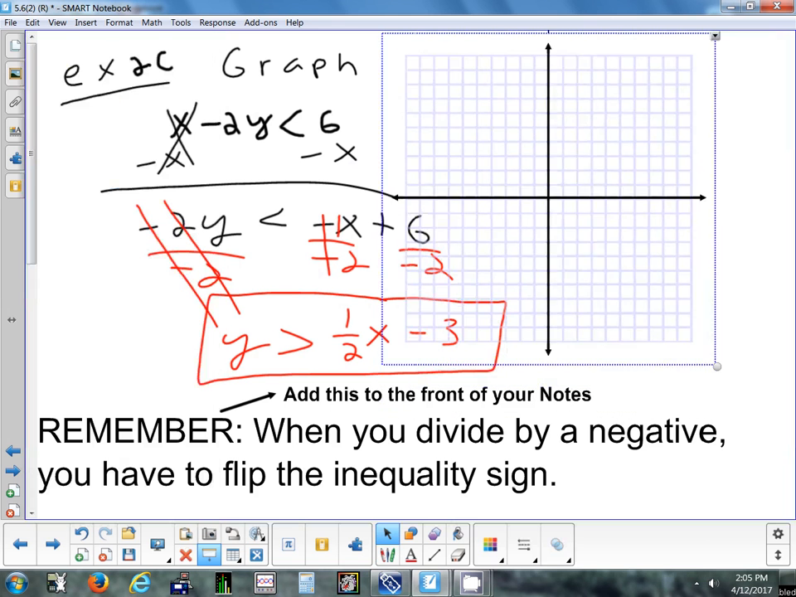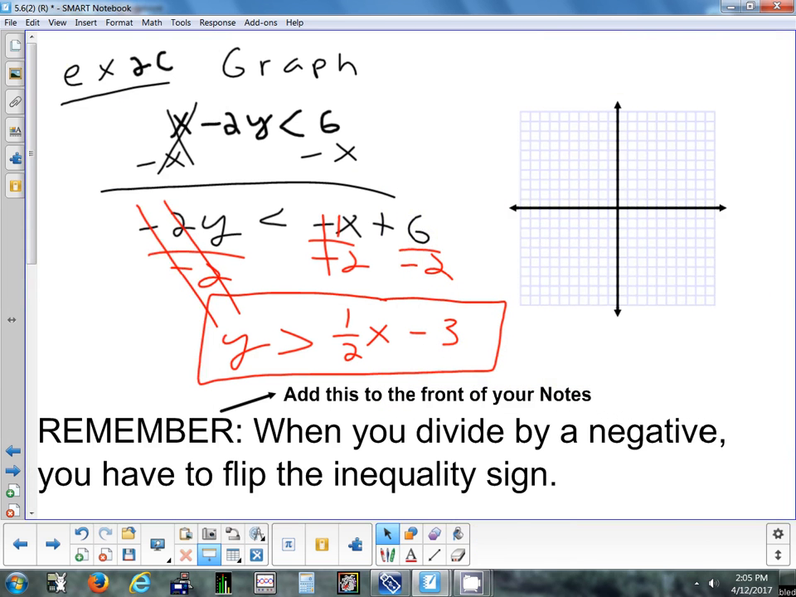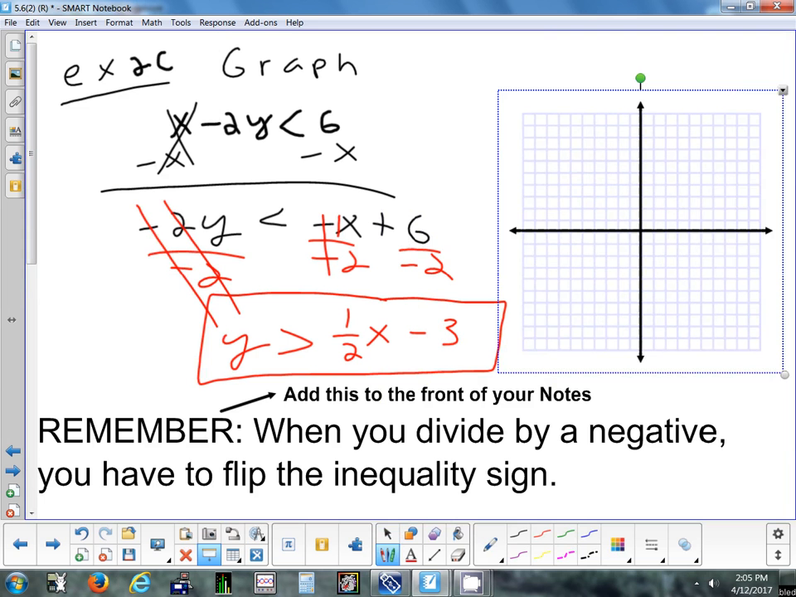So we got our graph. Somebody tell me my first step. Go to -3 on the y-axis. 1, 2, 3 down. Got it? Then go up 1/2. So that 1/2 doesn't mean to go up 1/2. Go up 1 and then over, which way is over? To the right. Up 1, over 2, up 1, over 2. Just do it a couple times.